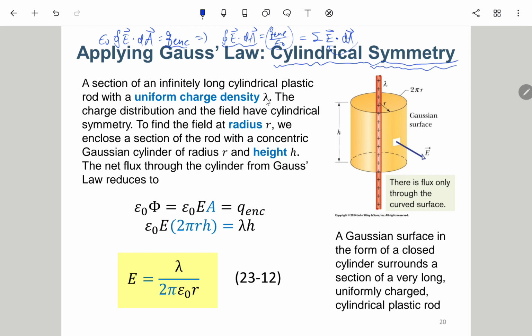charge density lambda. Okay, the charge distribution and the field have a cylindrical symmetry.